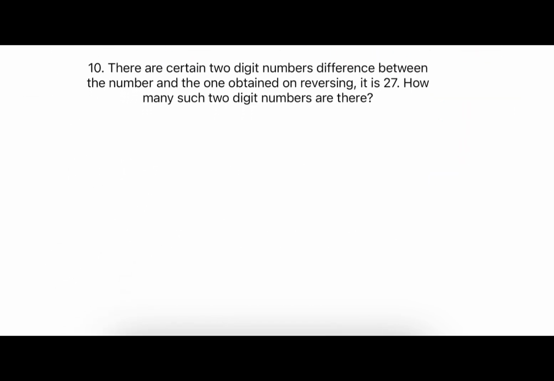Question number 10. There are certain 2-digit numbers. The difference between the number and the one obtained on reversing it is 27. How many such 2-digit numbers are there? So for our convenience, let us consider the digits to be x and y. The difference between the number and the number obtained by reversing it, that is xy minus yx, is equal to 27. This has to be clear, right? The difference between the number and the one obtained on reversing it, which is yx, is 27. How many such numbers are there?